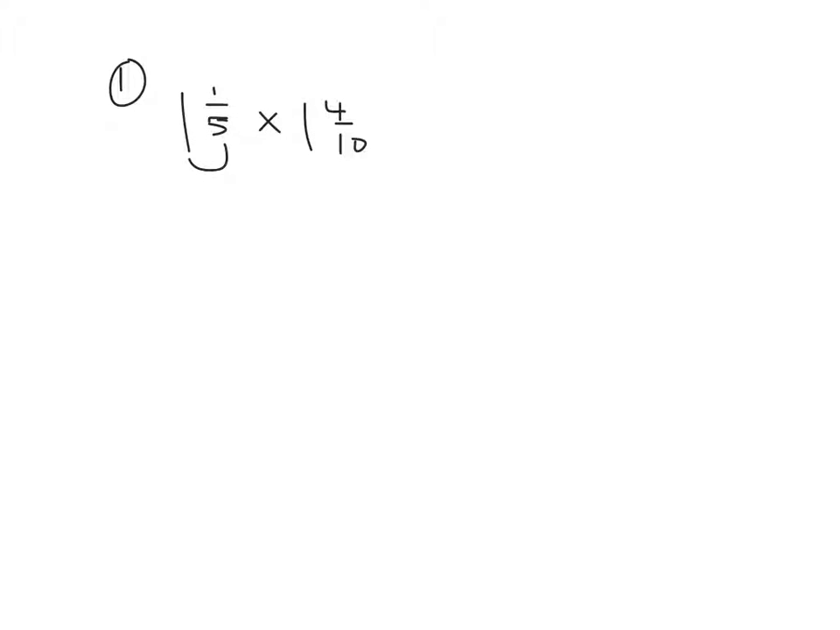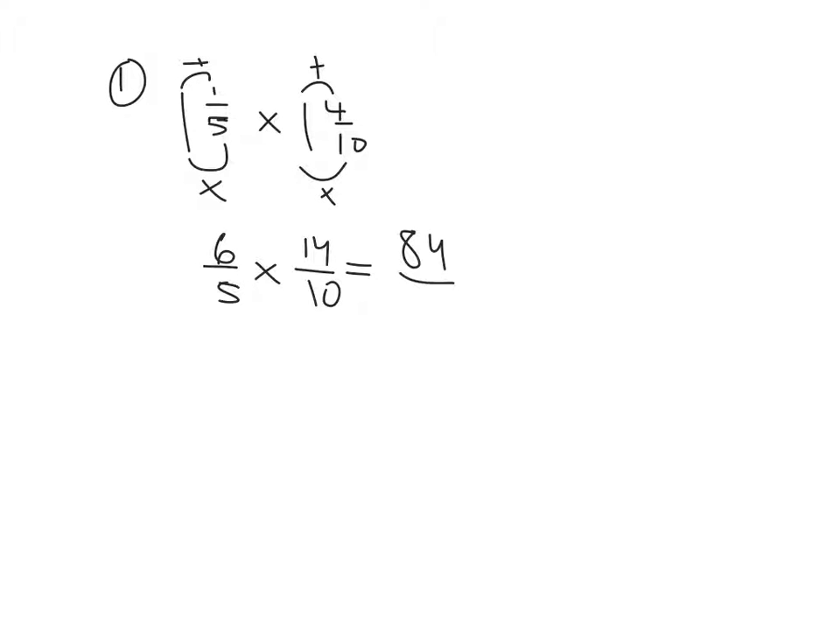Okay, so 1 times 5 is 5, plus 1 is 6, so we have 6 over 5. We're going to multiply that times this mixed number right here, but we have to convert it to an improper fraction as well. 10 times 1 is 10, plus 4 is 14, and that's 14 over 10. Now 6 times 14 is 84, and 5 times 10 is 50. Again, when you multiply straight across.